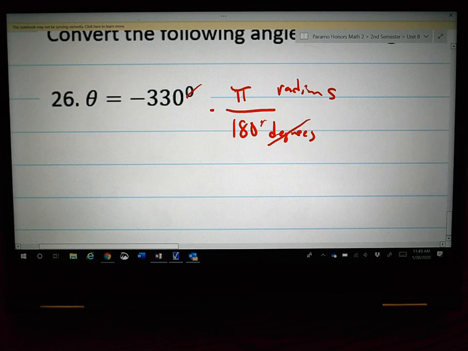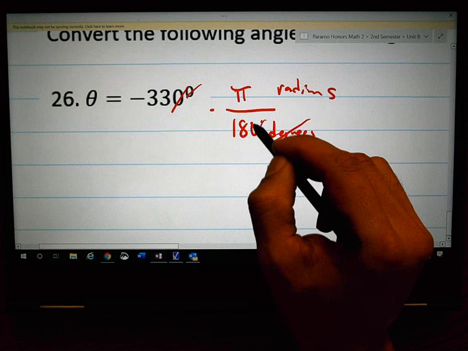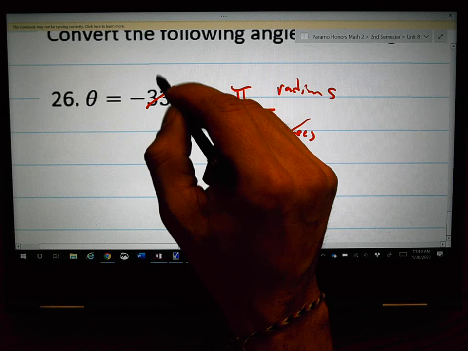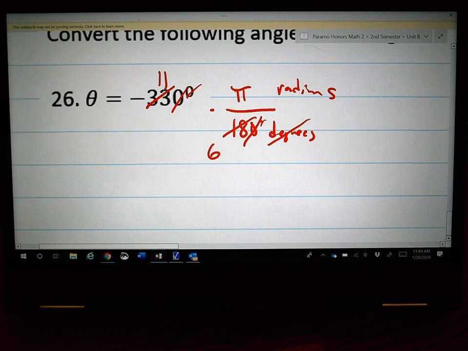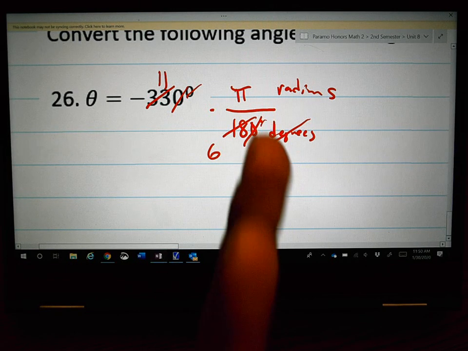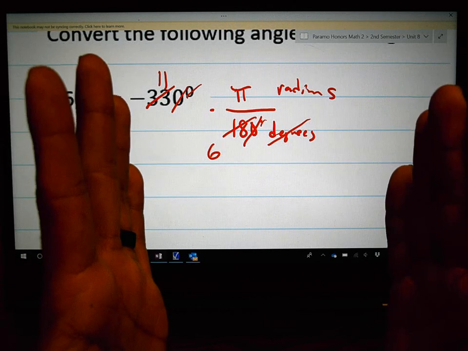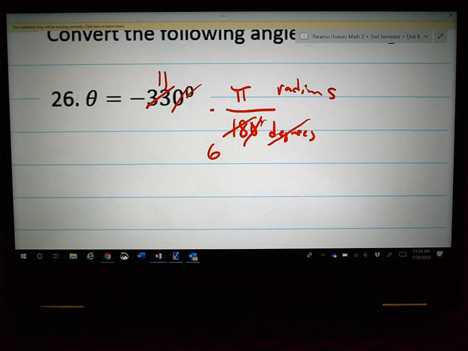So, I just reduce these. I divide by 10. I get negative 33 over 18. I divide by 3. I get negative 11 over 6. I'm just reducing these in my head because Mr. Paramo said there's no calculator allowed. I have to be able to do this by hand without a calculator.